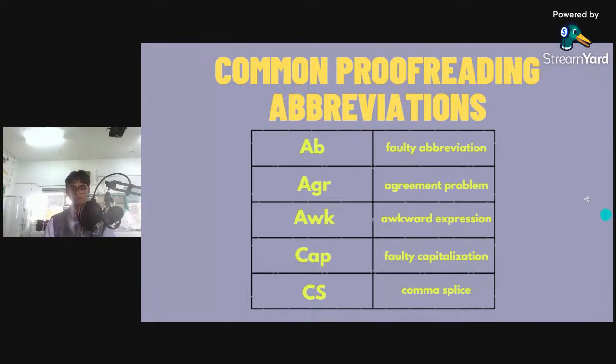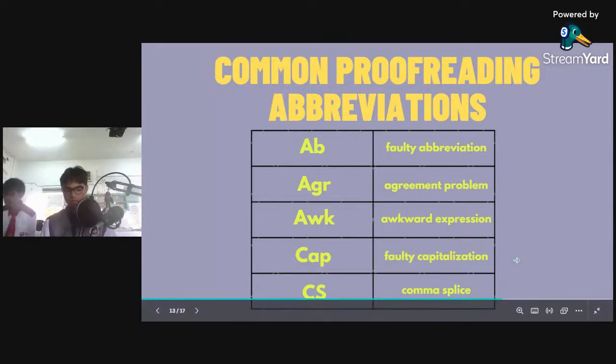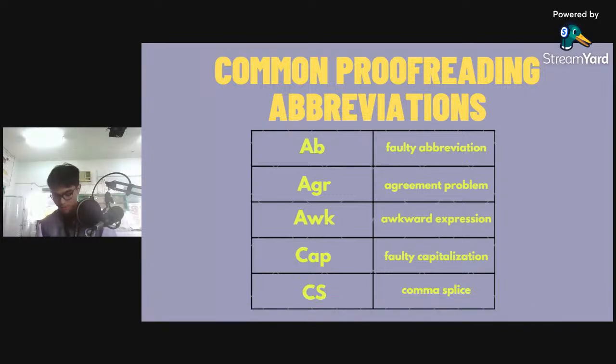So the fourth example we have is CAP, which is faulty capitalization. Faulty capitalization, as the word says itself, is when we have a faulty capital, right? For example, we spell Philippines with a small p. So of course the editor could put CAP on it, right? So CS, comma splice. Comma splice is basically trying to guide where the comma should be in the sentence.